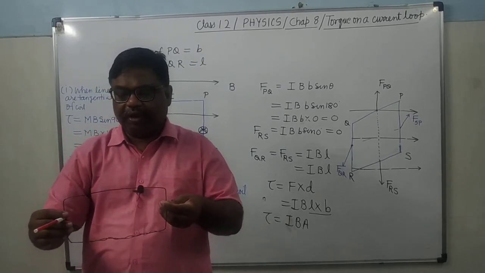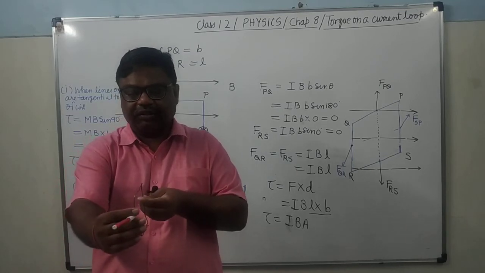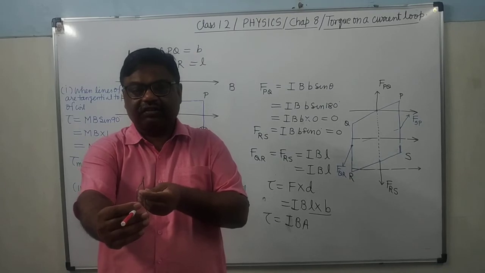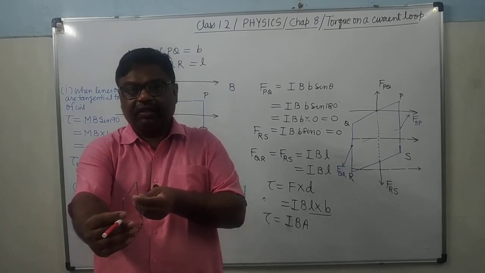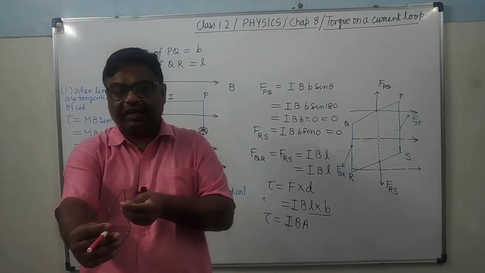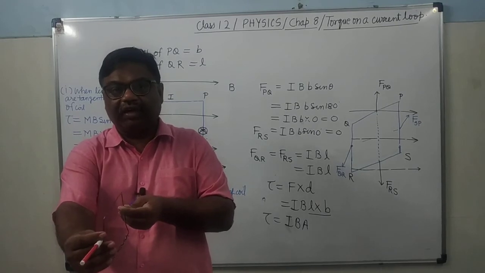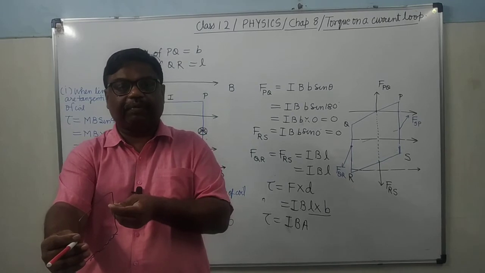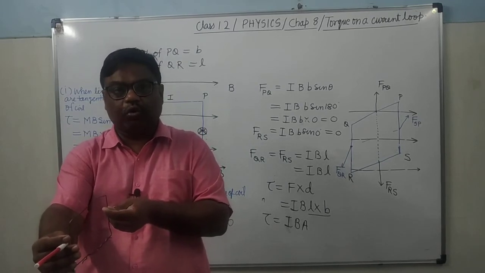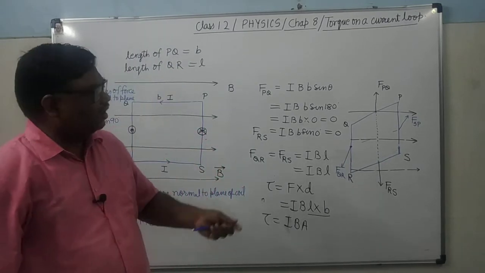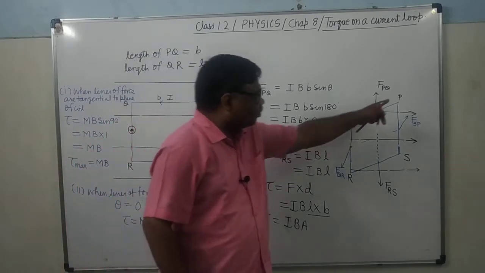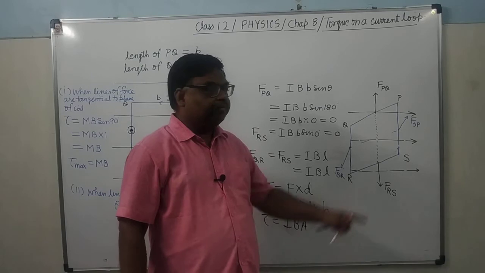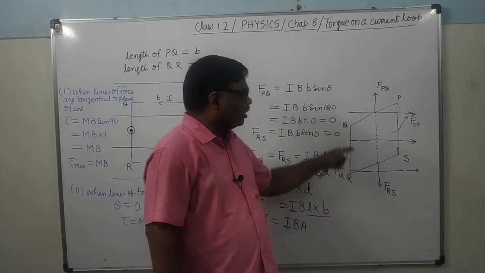So when it will become normal to the field, means this way, you can see here, these lines of action are coinciding. These lines of action are coinciding means now they will not set up any torque, because the lines of action are coinciding, perpendicular distance has become 0. So here there is no net torque because of the forces acting on segment PQ and RS. Why? Because the lines of action are coinciding.